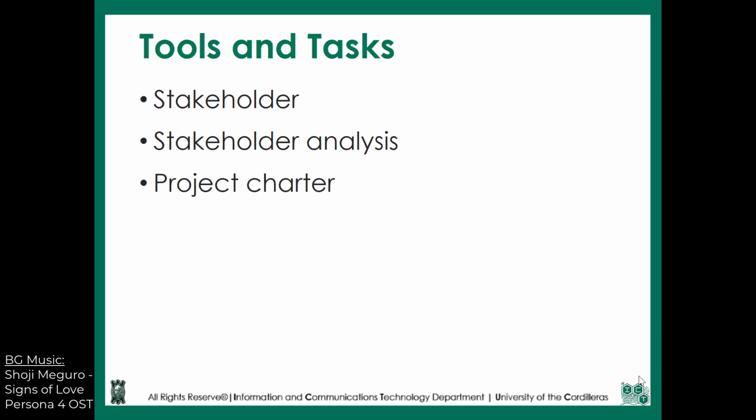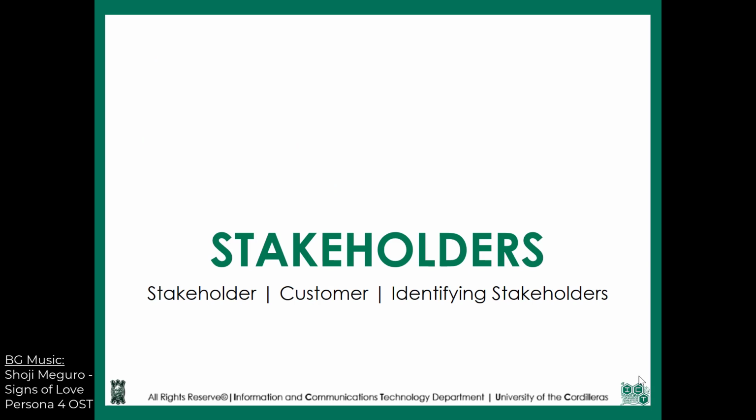Under this, we'll have the different tools and tasks. First of all, we'll be determining the stakeholder and the customer. And then we'll be analyzing our different stakeholders through the use of a stakeholder analysis. And then we'll be having a project charter. The project charter will help jumpstart the second part of our 5 process groups, which is planning a project. So let's start off first with stakeholders.